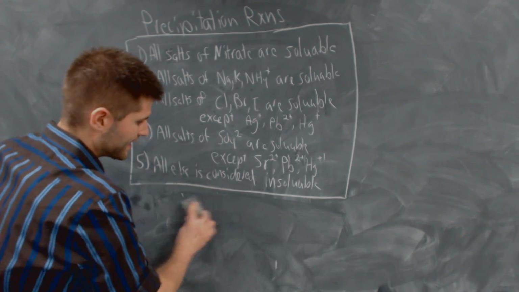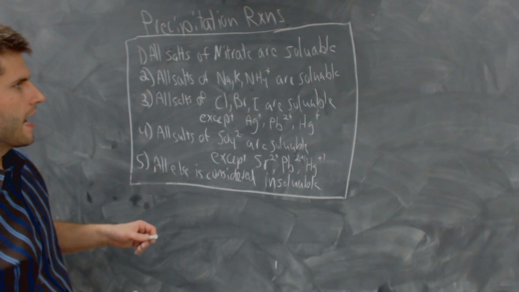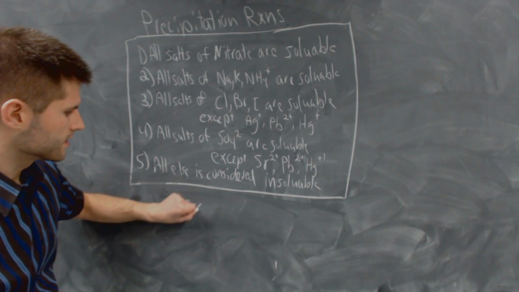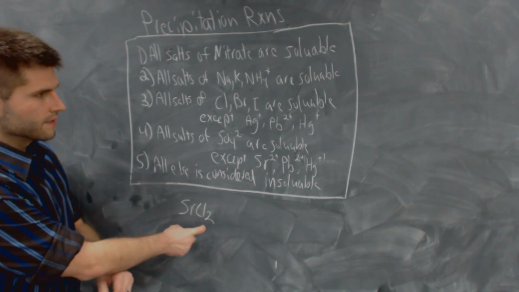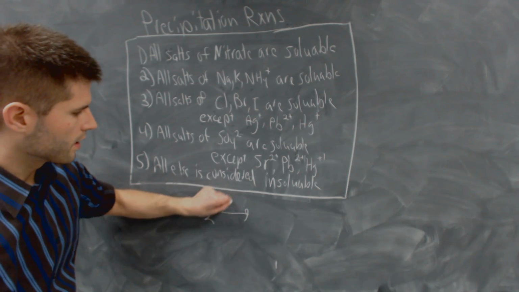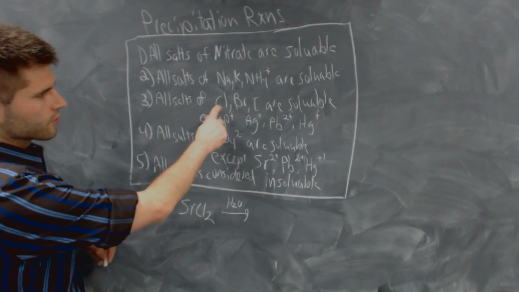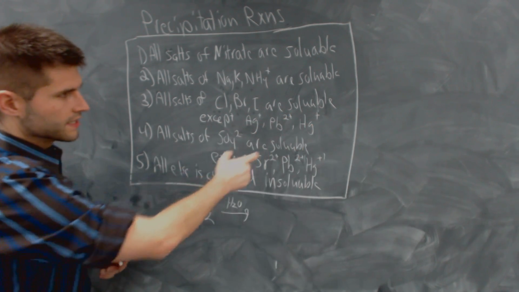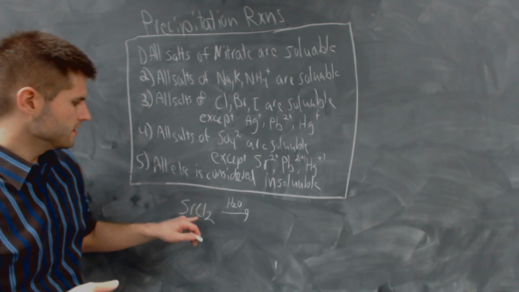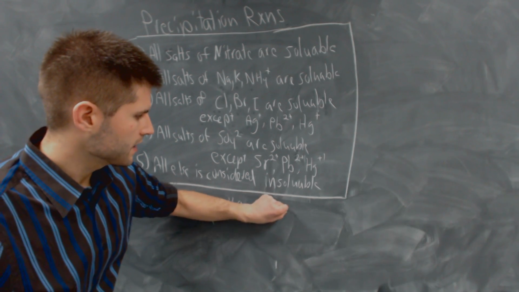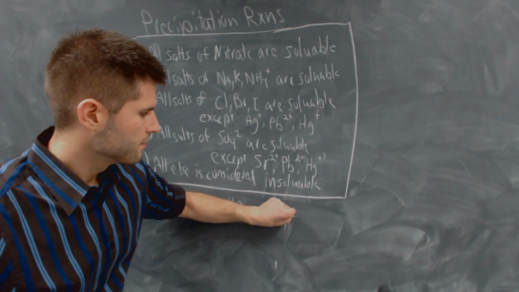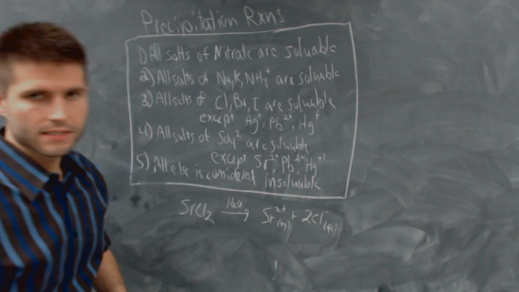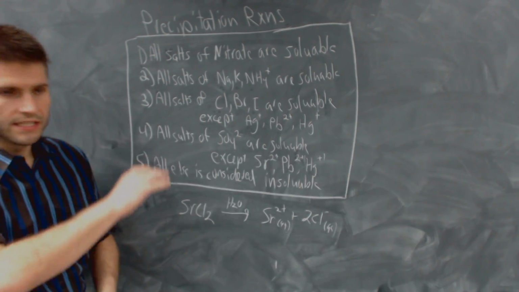Now if I were to do this with anything else, let's say I had strontium, SrCl2, that's strontium chloride. If I put this into water, all salts of chlorine, bromine, and iodide are soluble except for these. Well, strontium is not part of this, which means it's going to fall apart. So this will turn into strontium 2 plus aqueous plus 2 Cl minuses, which are aqueous. So that's how we should read this table.